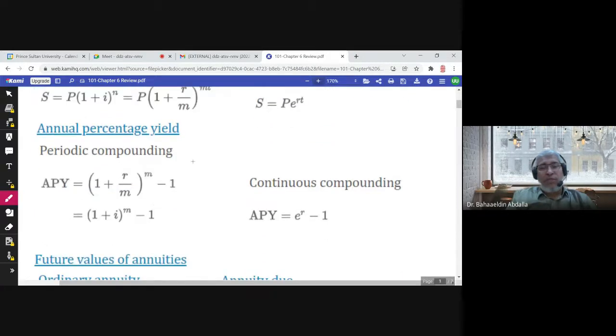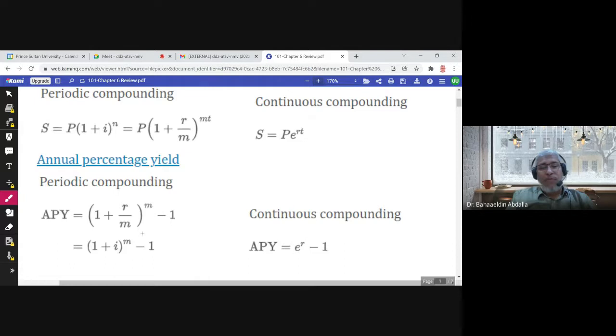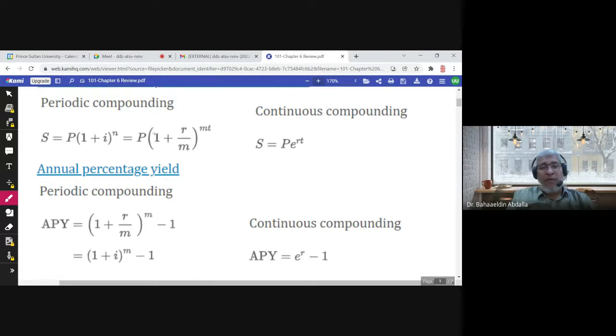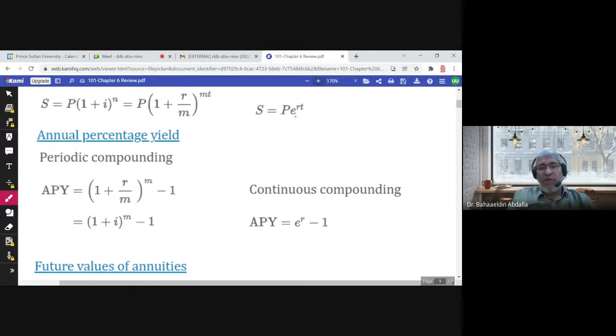Annual percentage yield. This is the formula of the annual percentage yield. And if you remember, we take P as 1 and T as 1. So it is 1 plus R over M to the power M, and we subtract 1. This is the annual percentage yield in case of periodic compounding. And in case of continuous compounding, also P 1, T 1, so e to the R minus 1.